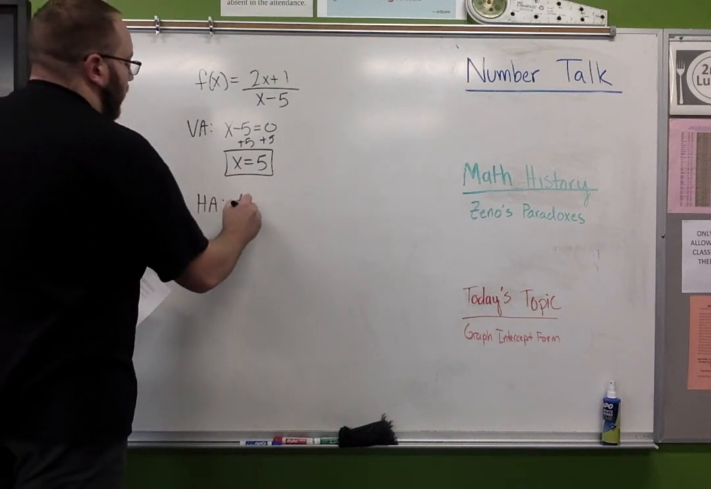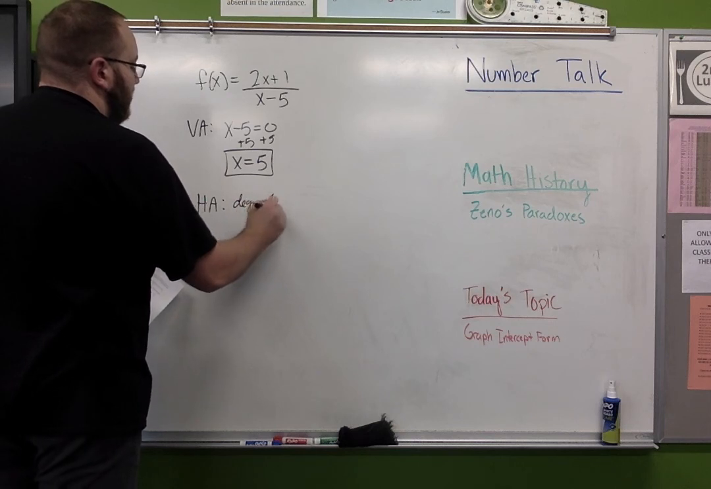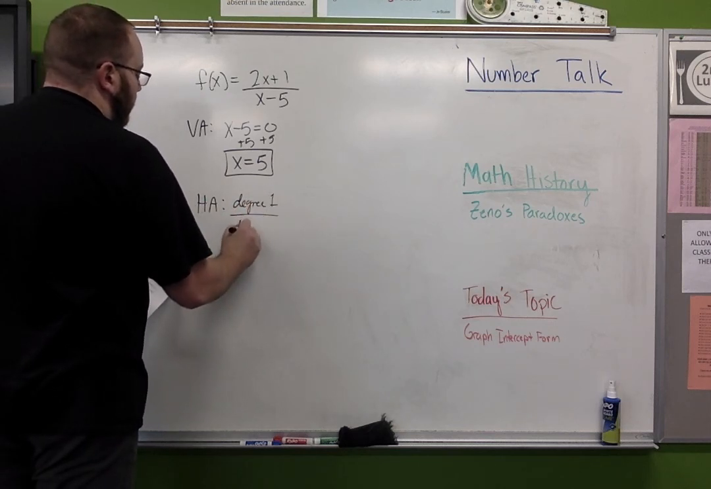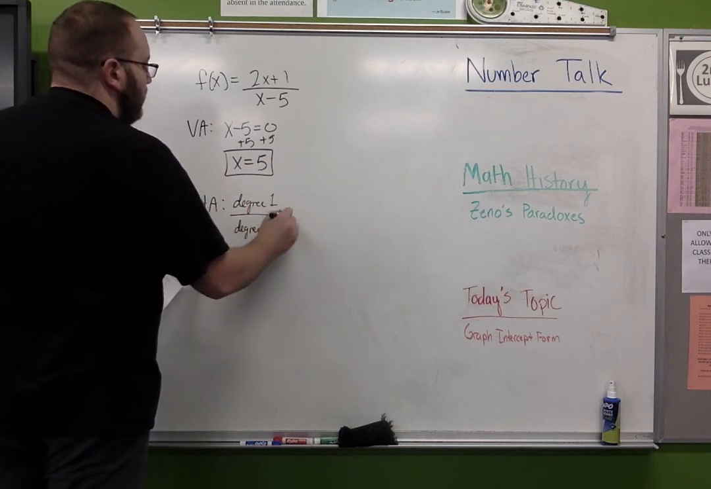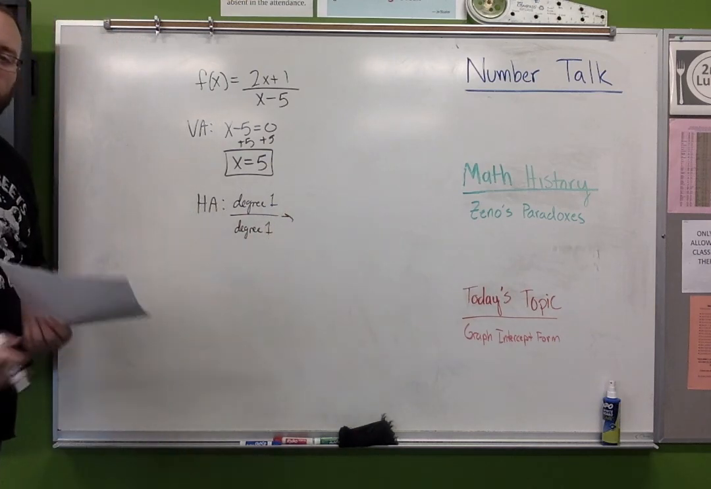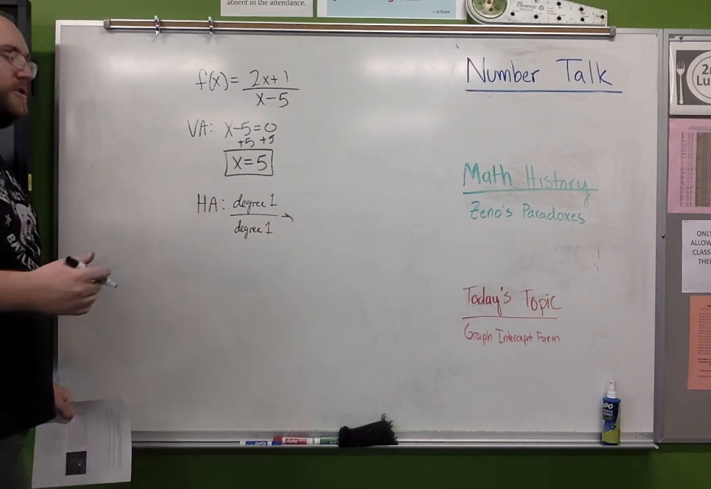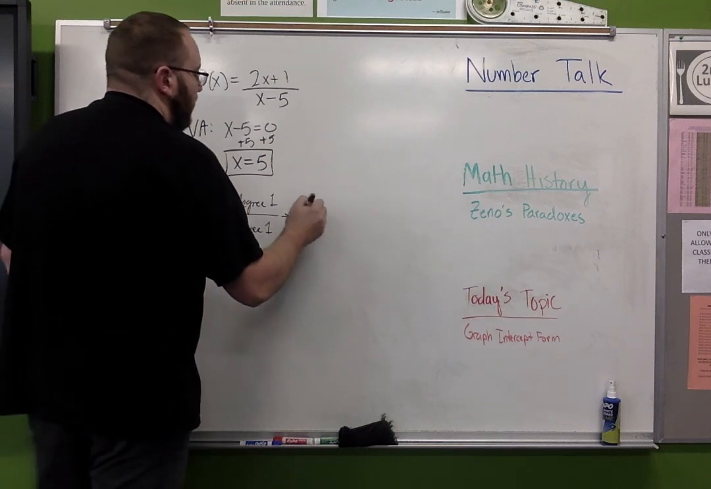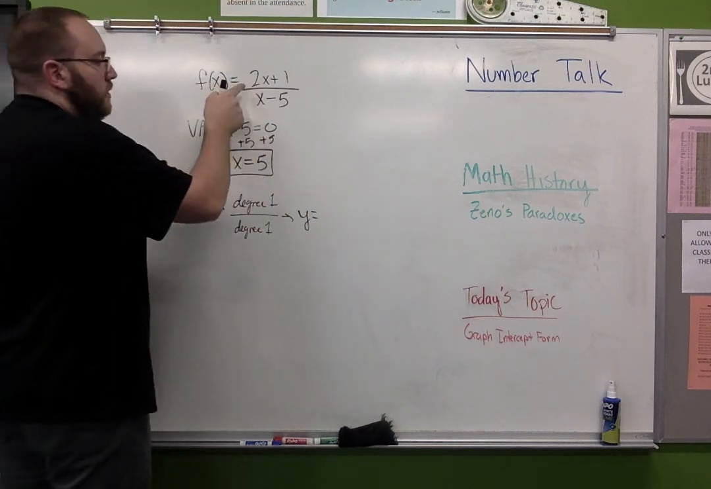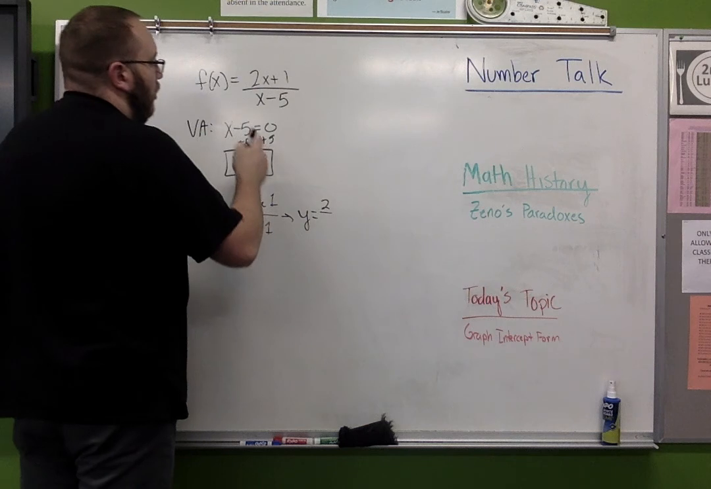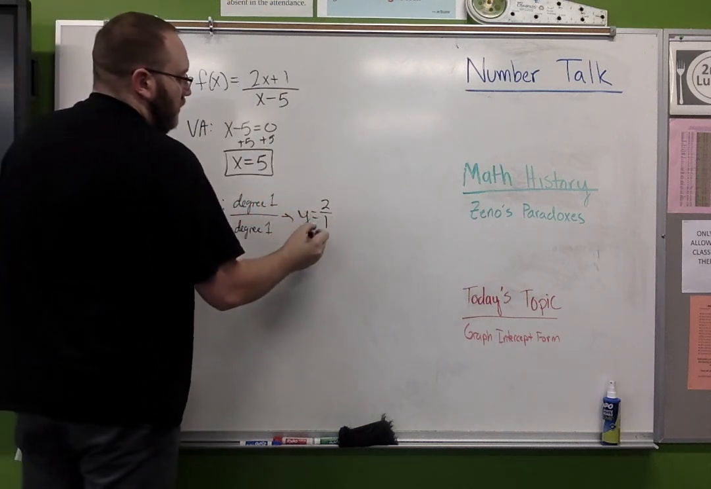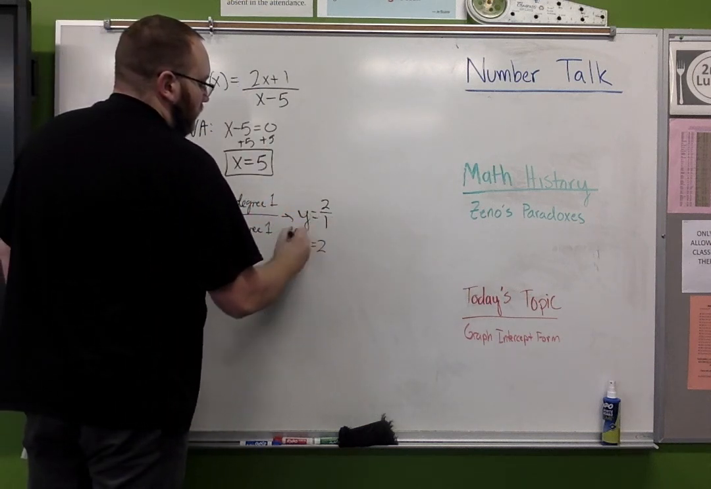The degree of the numerator is 1, and the degree of the denominator is 1, so they're equal. The degrees are equal in the numerator and denominator, so it's leading coefficient over leading coefficient. Here it's a 2 over a 1. So y equals 2.